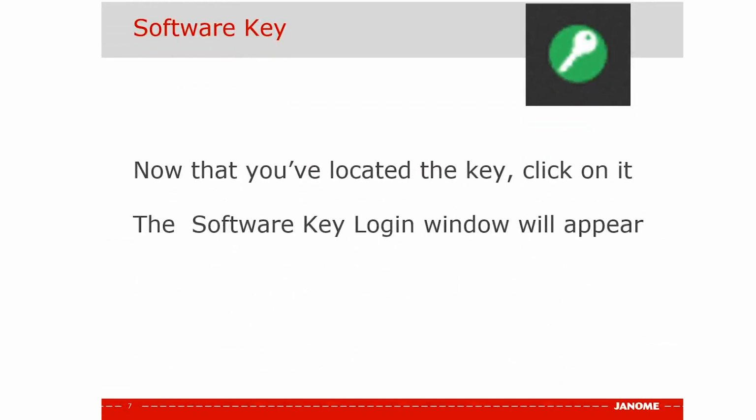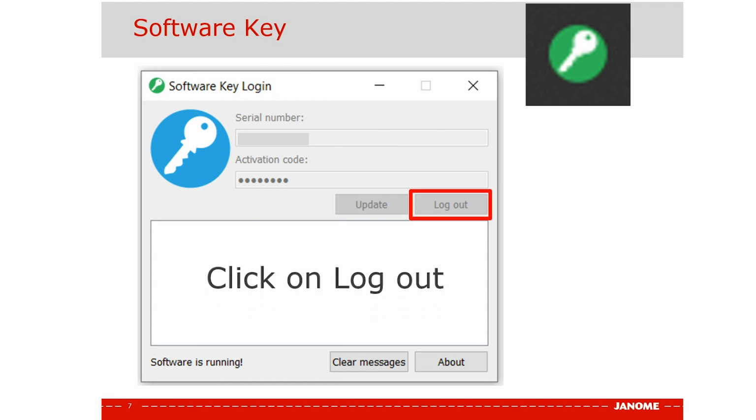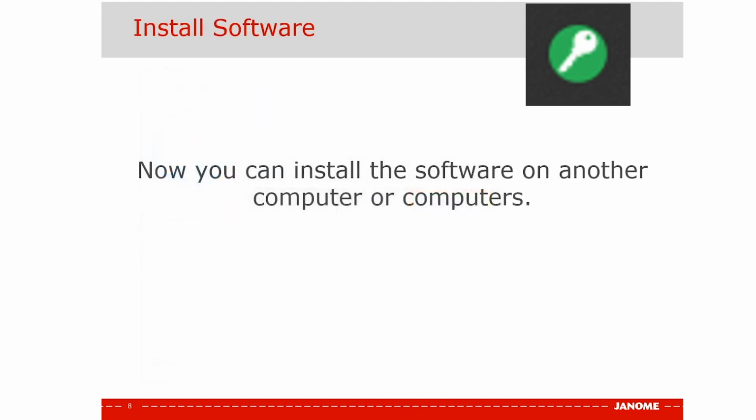Now that you've located the key, click on it. The Software Key login window will appear. Click on Log Out. Now you can install the software on another computer or computers.